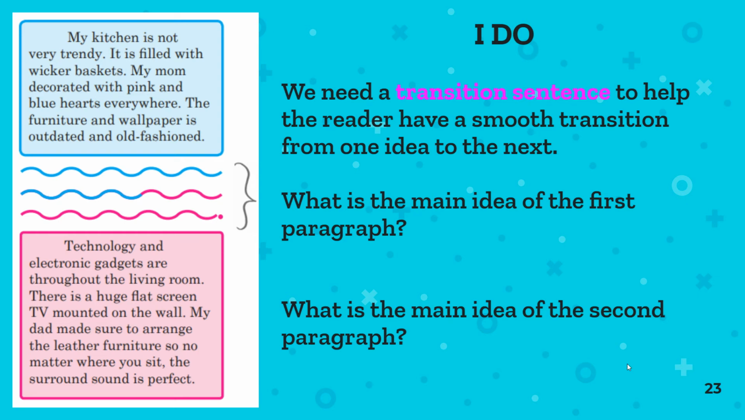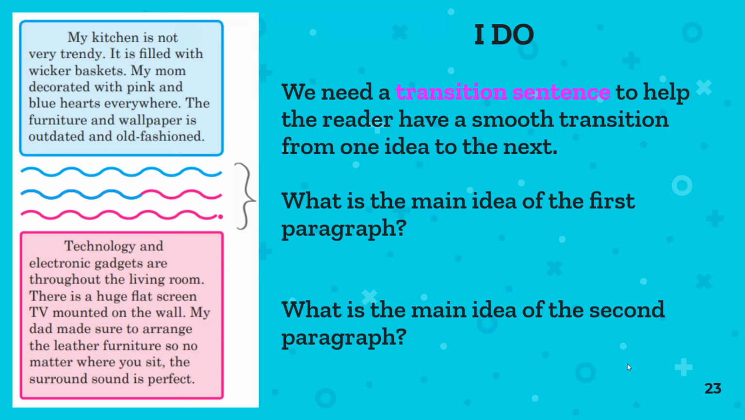So what is the main idea of the first paragraph? It's talking about how the kitchen is not trendy. Mom decorated it with pink and blue hearts. The furniture and wallpaper are outdated. So we know the mom decorated the kitchen and it does not look good. Okay, we're not happy with it.